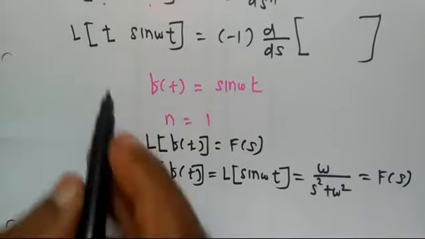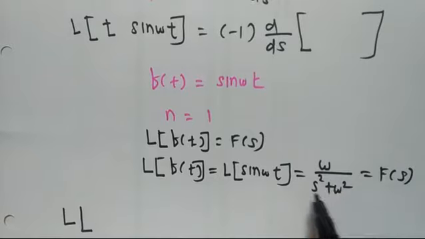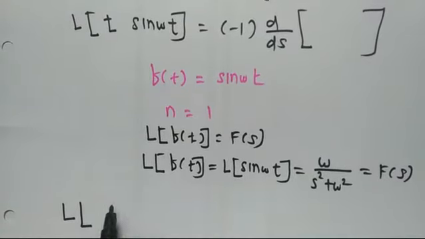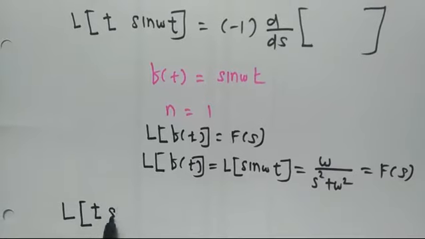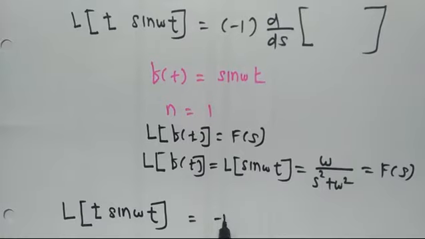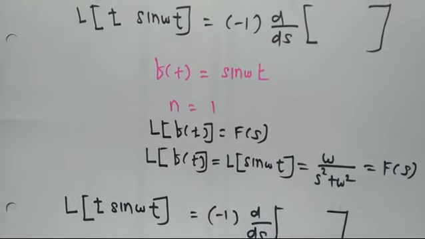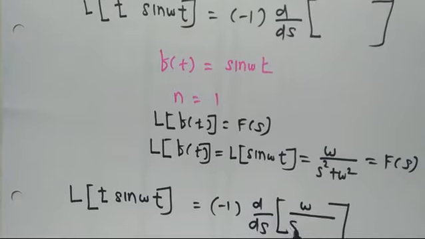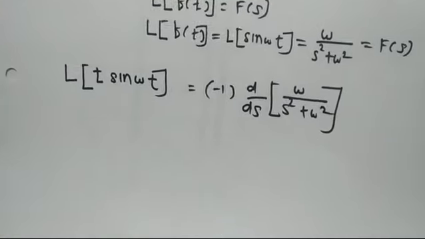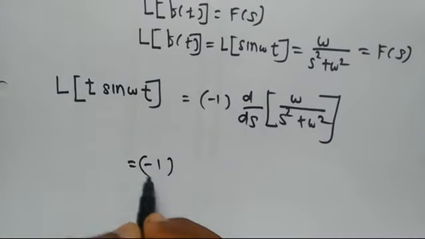Okay, so from this step, put this value of F of s, that is w by s square plus w square, where w is a constant. So Laplace transform of t sin omega t is minus 1 d by ds of omega by s square plus omega square. Okay, so just take its derivative and you will get the final answer.